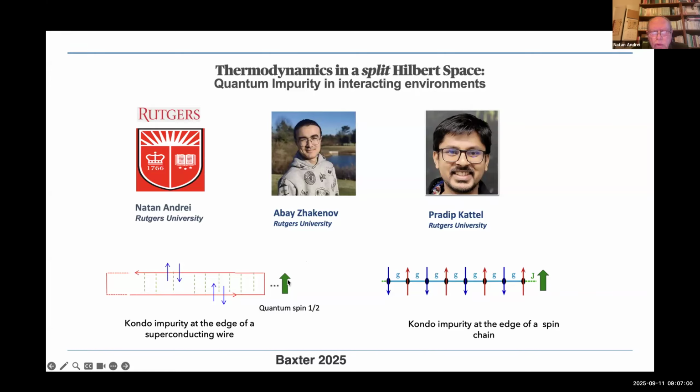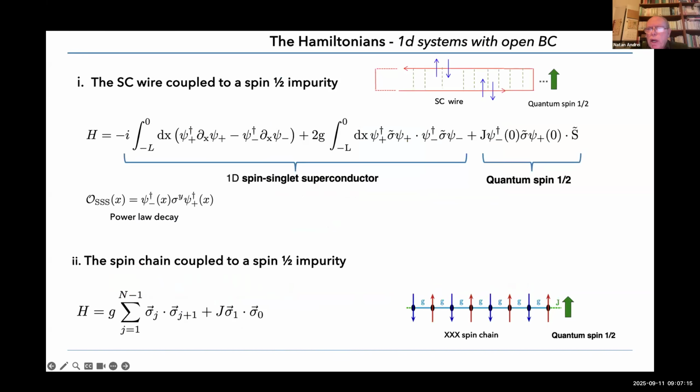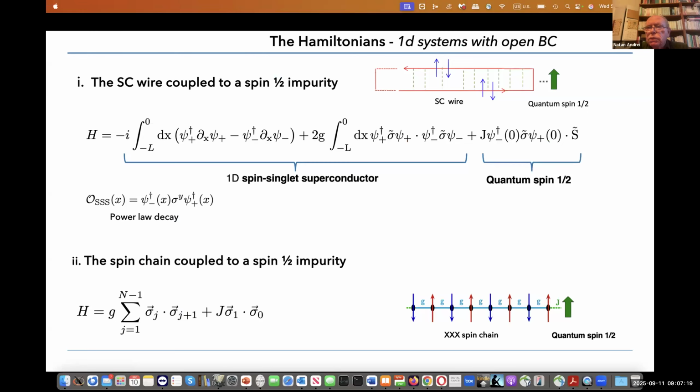Do you see my cursor? Yes. So this is a quantum spin half, and here we have a Kondo impurity at the edge of a spin chain. Here are the Hamiltonians. Oops, I did something and my screen has disappeared. Oh, okay. It's back. Here are the Hamiltonians.